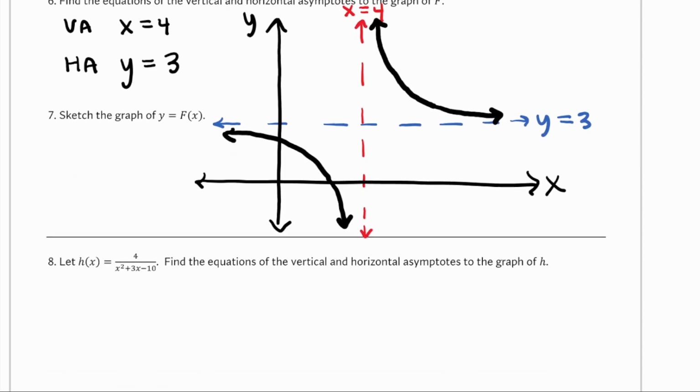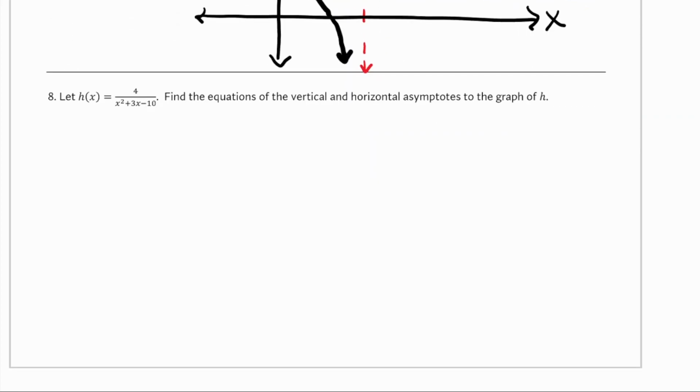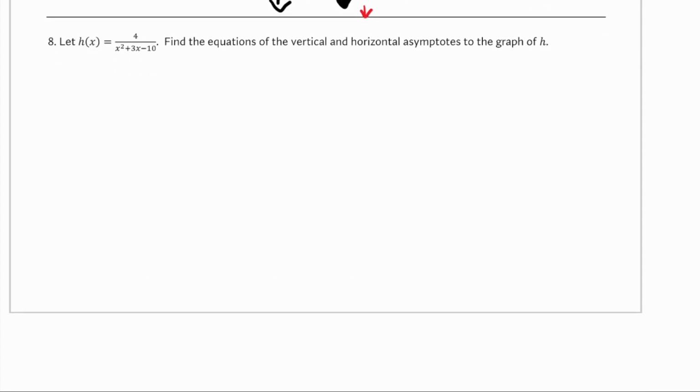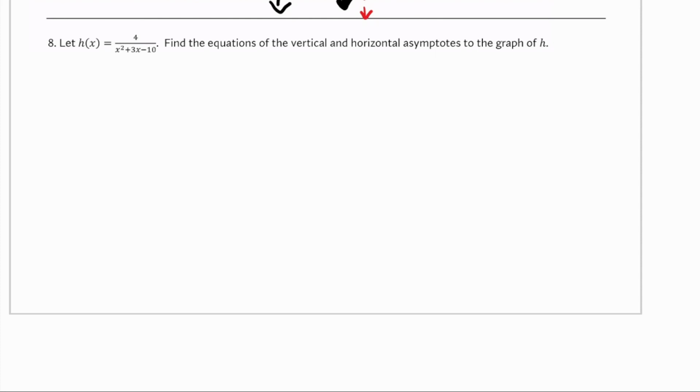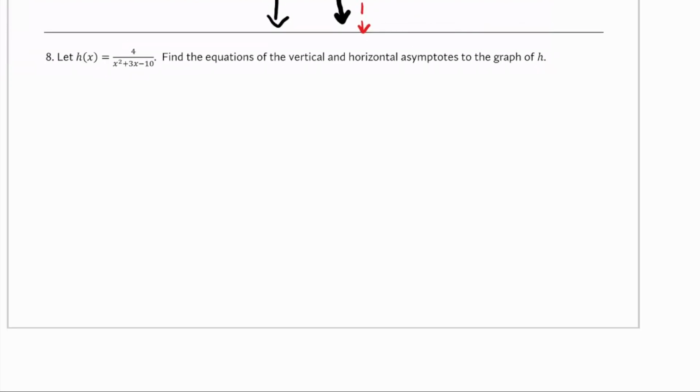I like that one. Alright, now the last problem here is: let h of x equal 4 over (x squared plus 3x minus 10). Find the equations of the vertical and horizontal asymptotes of the graph of h. Alright, so the horizontal asymptote is going to be y equals 0, for a variety of reasons, all of which we have discussed many times.